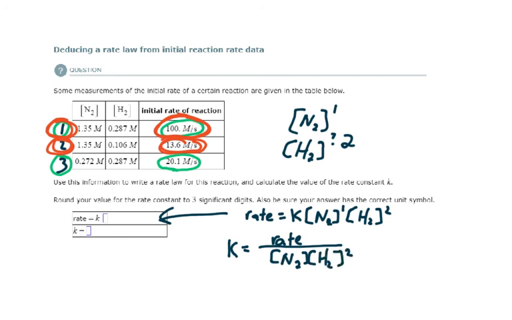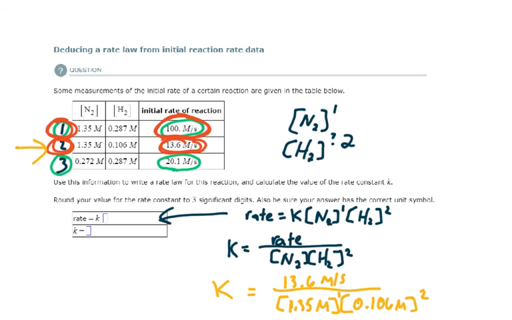And I can use any data set here. I can pick data set 1, data set 2, or 3. So I just take the information from the data set and I plug it in down here. So what shall we take? Let's take data set 2. Okay. In data set 2, what is our rate? Our rate is 13.6. In data set 2, what's the concentration of N2? 1.35 molar. And what's the concentration of H2? 0.106 molar, and that's squared. This is to the first power.